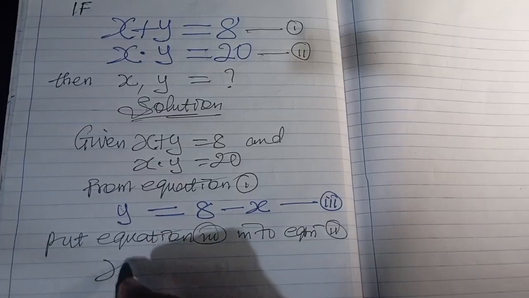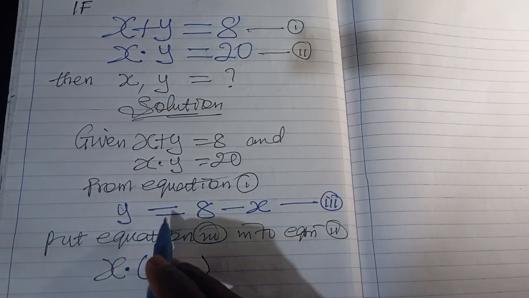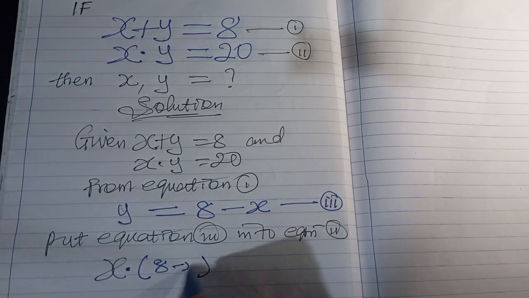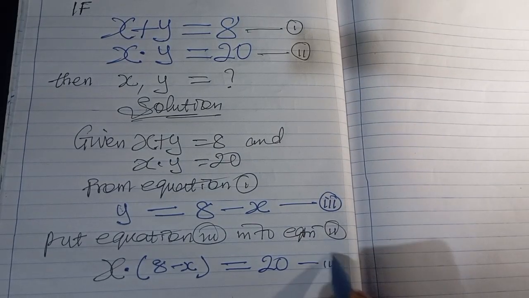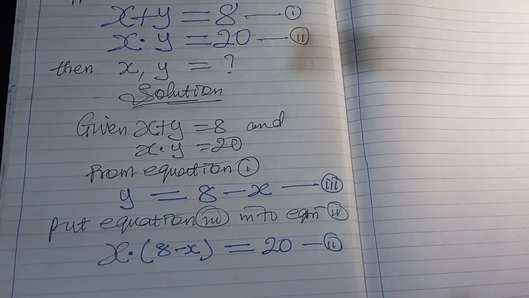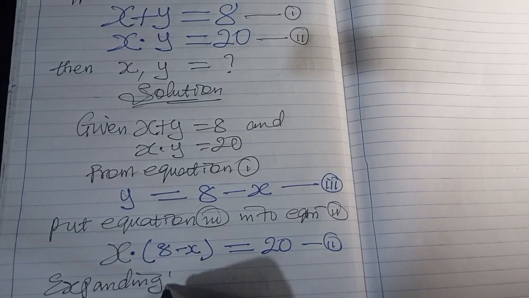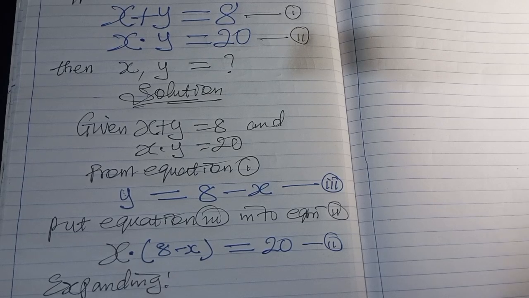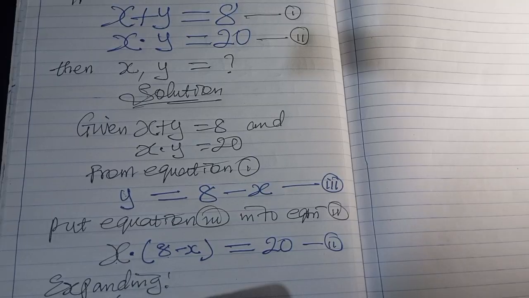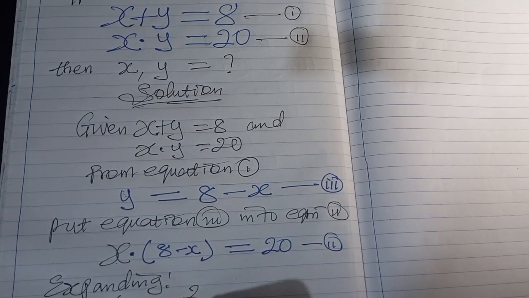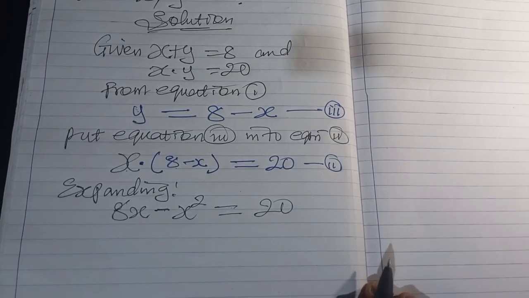So let's put this back here. We now have x multiplied by, now what is the value of y? See the value of y here, which is 8 minus x. This will give us 20. Remember, this is our equation 2. So let's expand. When you expand, you have x times 8 is 8x. X times minus x, you have minus x squared. This will give us 20.